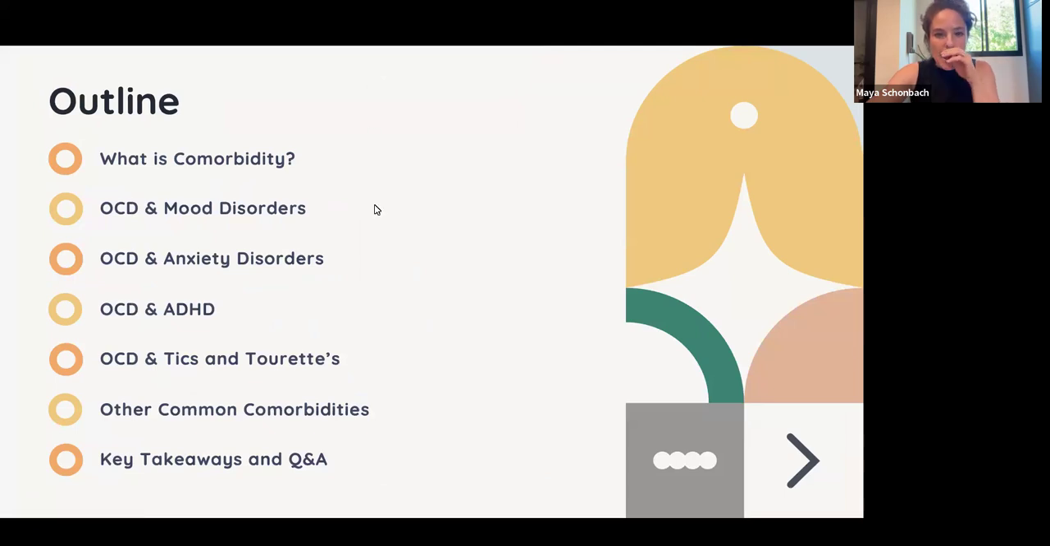Okay, so just briefly, we'll go over what we're going to be talking about today. So we'll get into defining what is comorbidity, and then we'll get into specific common overlaps. So OCD and mood disorders, anxiety disorders, ADHD, tics and Tourette's. And then for each of those, we're going to dive into what the research has to show about prevalence, about the neurobiology, about the brain, about treatment. So you'll come away with some practical tips also. We'll go through some other common comorbidities and then some key takeaways. And then again, the Q&A, definitely ask away.